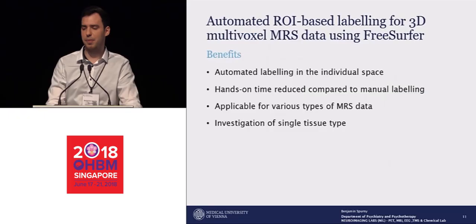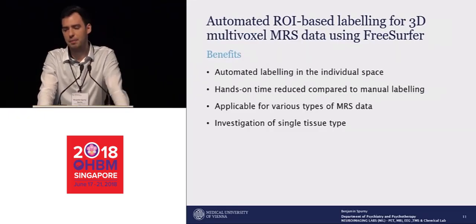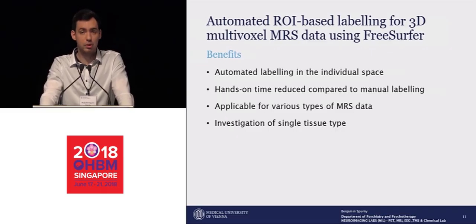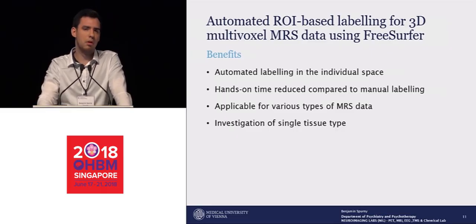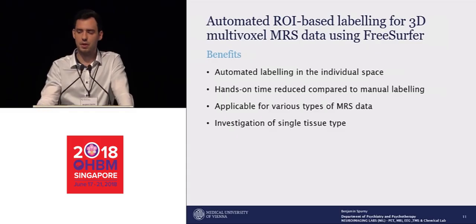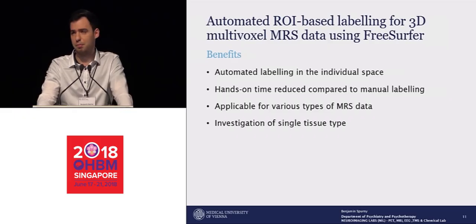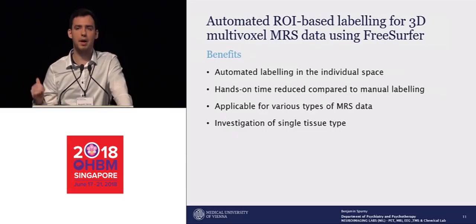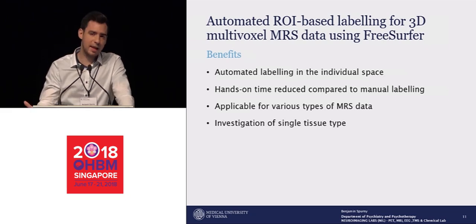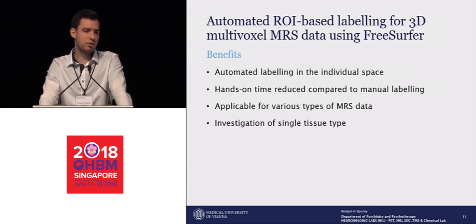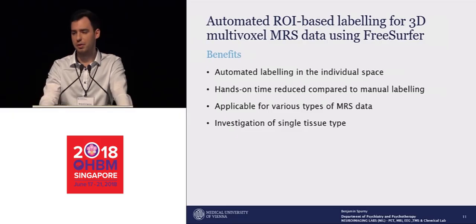So what are now the benefits of this ROI-based approach? First of all, we have an automated labeling in the individual space, which is very suitable for longitudinal studies, especially when you look at single subject levels. Furthermore, we can tremendously reduce the hands-on time compared to manual labeling approaches, and we lose any bias due to some manual labeler. Furthermore, this aims to be applicable for various types of MRS data, so it's just a tool you can use in your post-processing step, basically. And we have the investigation of just single tissue types depending on the regions you defined, so just gray matter or white matter or whatever you like.